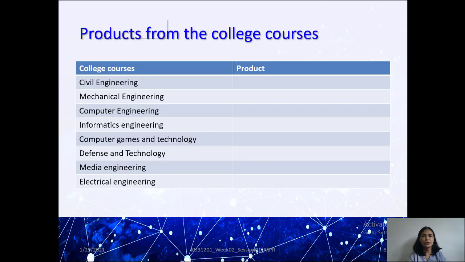So as you can see here, these are some of the college courses related to technology, and we did discuss the branches of technology last week. I want you to think of some products that are related to the courses I mentioned here. There are civil engineering, mechanical engineering, computer, informatics, and so on.